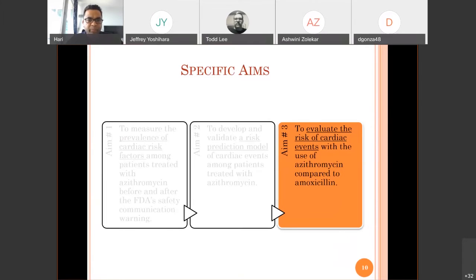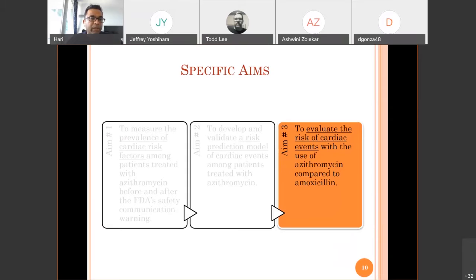And then in specific aim 2, we looked at a risk prediction model, and we wanted to look at patients who are prescribed azithromycin and what were the baseline characteristics, especially conditions and specific QT prolonging medications, which put patients at a higher risk of experiencing cardiac events.